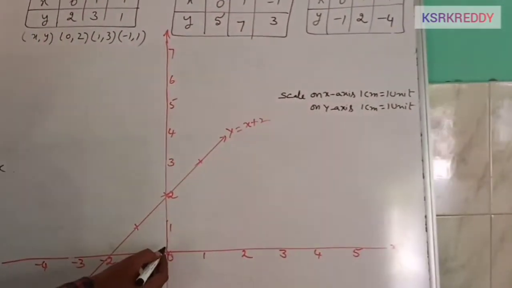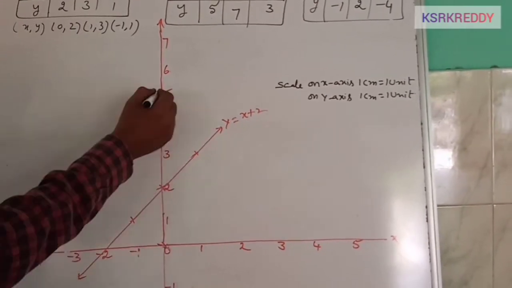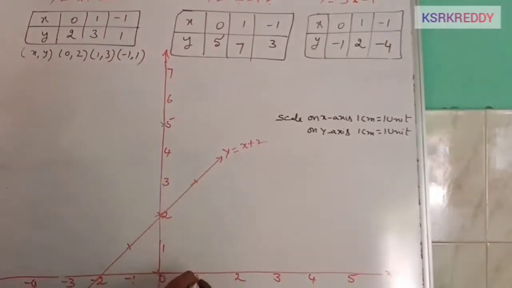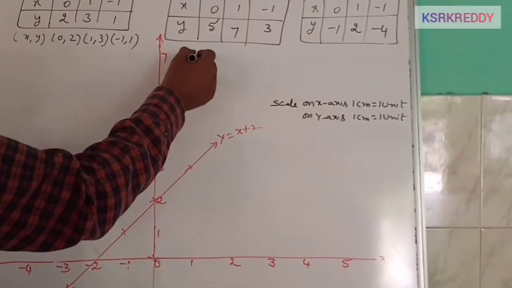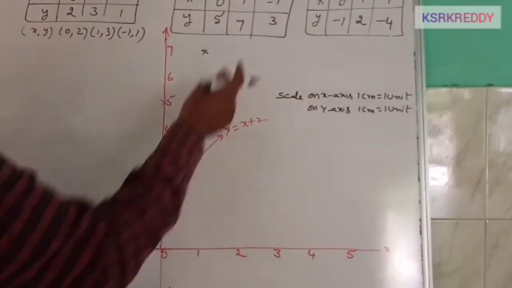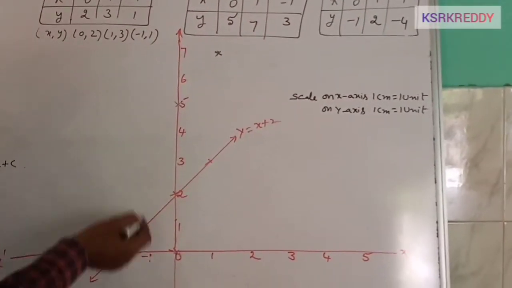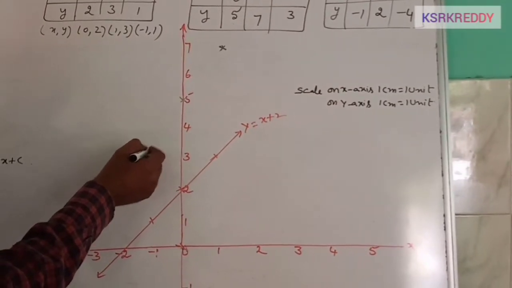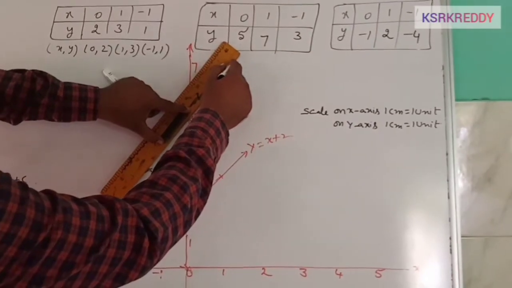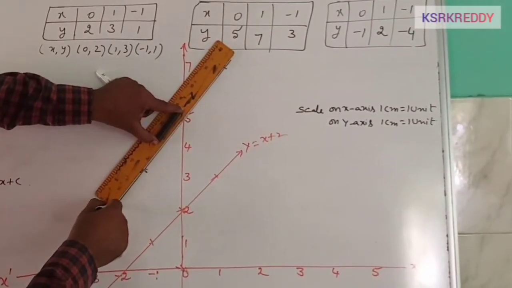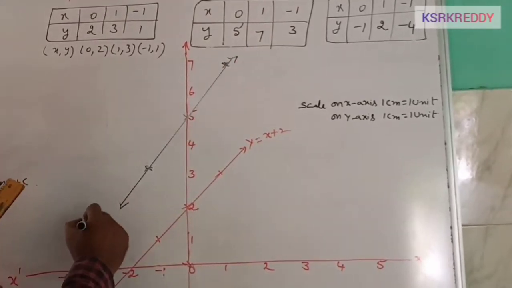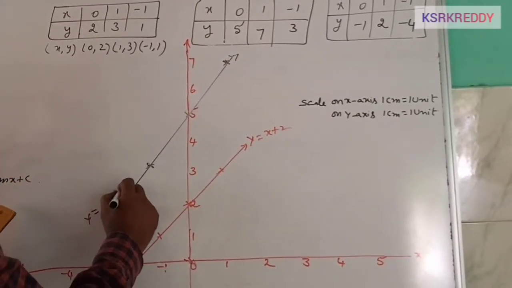So first 0 comma 5 on the y-axis, then 1 comma 7, and minus 1 comma 3. Join these 3 points with the scale and draw the straight line passing through the 3 points. This is the graph of y equal 2x plus 5.